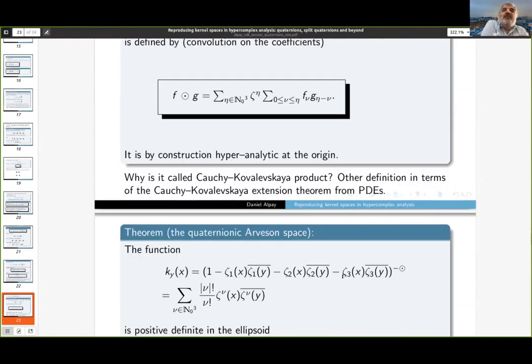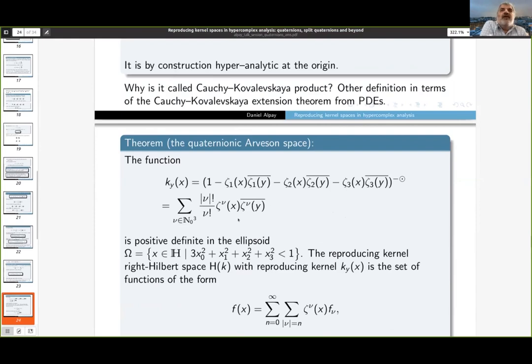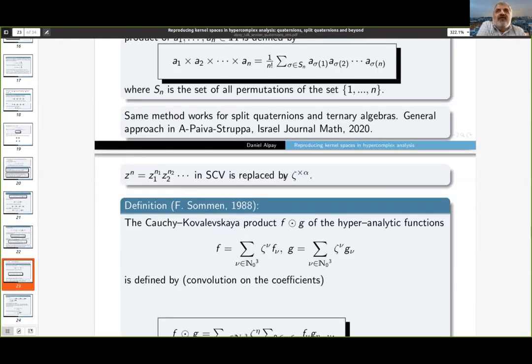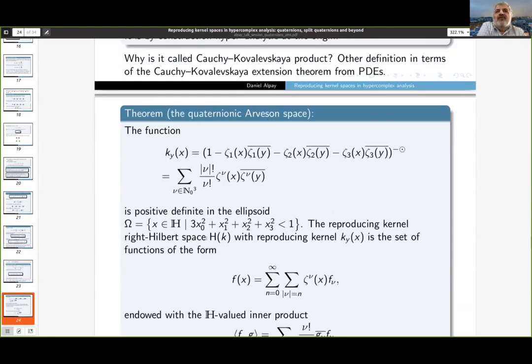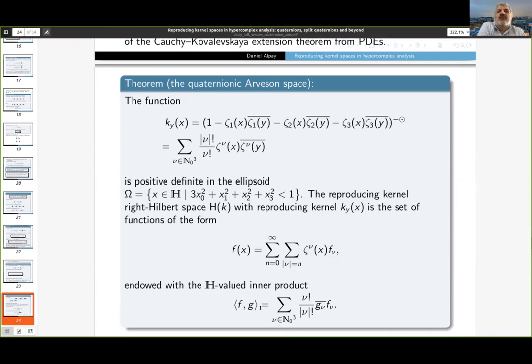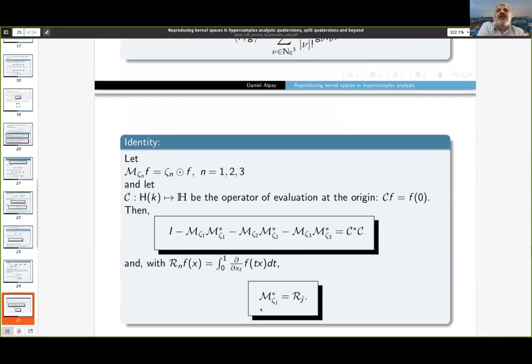I promised the quaternionic Hardy space. So now let me backtrack. Basically, the trade secret is that each time you replace Z^n by zeta alpha, it's a bit more complicated, but this is what is behind. And here you have a quaternionic Hardy space, and we can characterize it in terms of power series. It has the same structure properties as in the classical case. So this really shows that these zeta alpha play the role of the monomials in several complex variables.